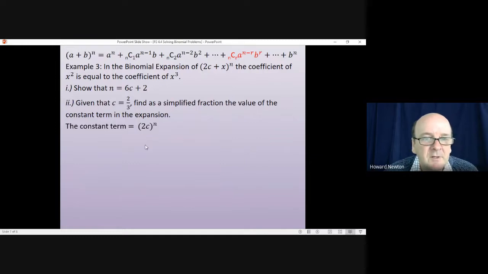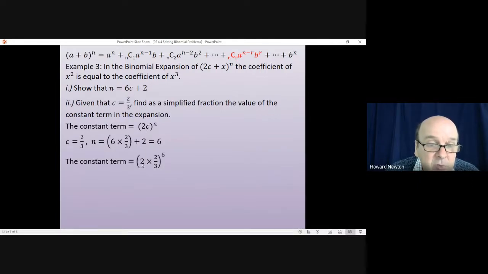Okay, let's have a look. So as we said, we need to work out n. Well, n is equal to 6c plus 2. We've been told that c is equal to 2/3, so n is equal to 6 times 2/3 plus 2, which gives us 6 for the answer. So n is equal to 6, c is equal to 2/3. The constant term then is 2 times 2/3 to the power of 6, which is 4/3 to the power of 6. That'll give us 4,096 over 729. And that is the answer.